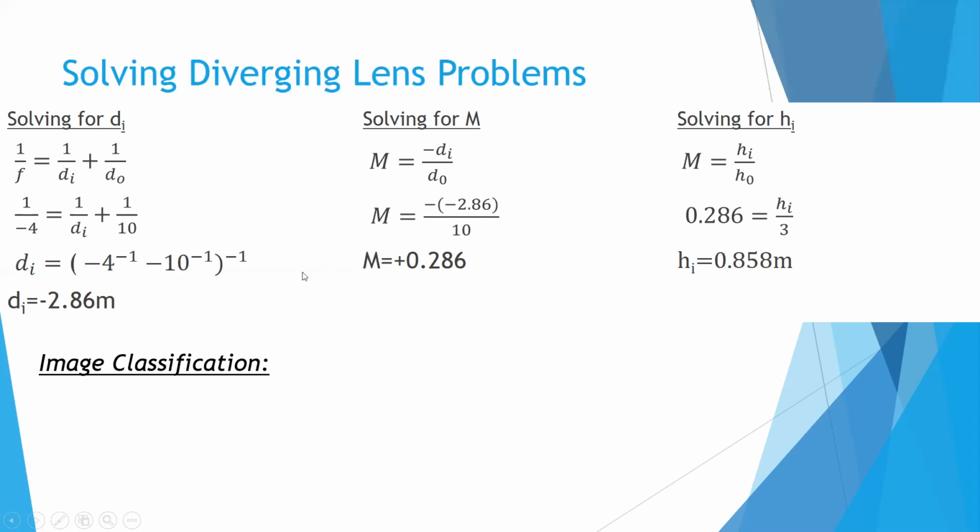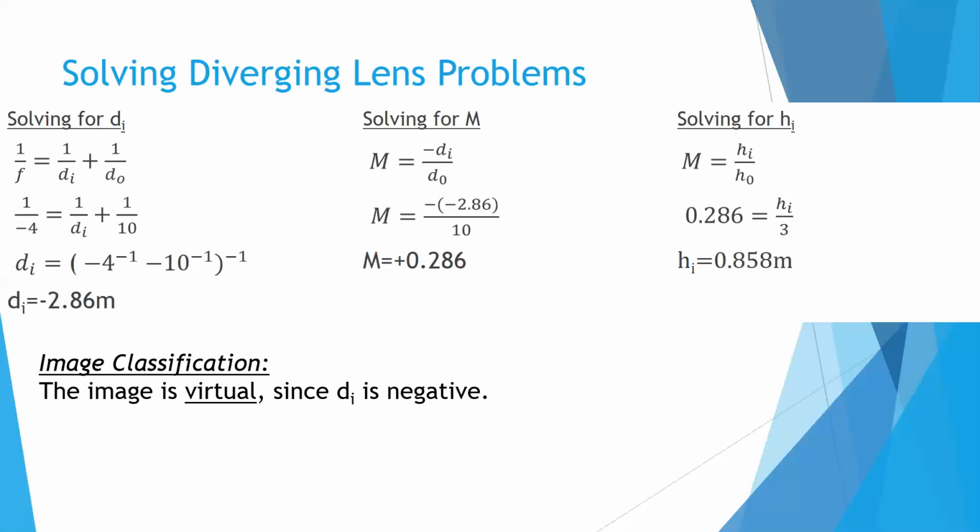Okay, to figure out if it's real or virtual, we got to look at our DI, right? Since our DI is negative, that means we have a virtual image. So it's going to appear on the same side of the lens as the object, and we're not going to be able to see it on a screen.